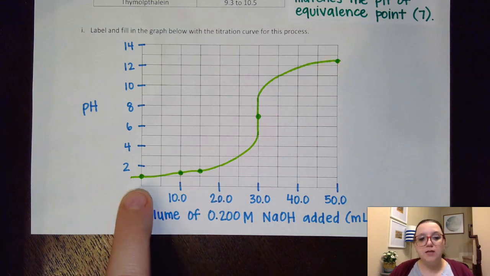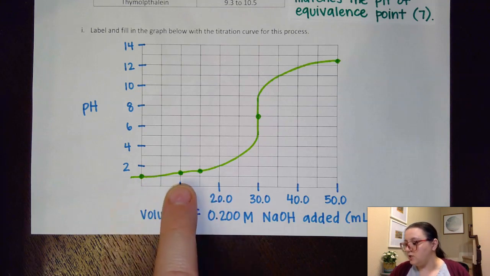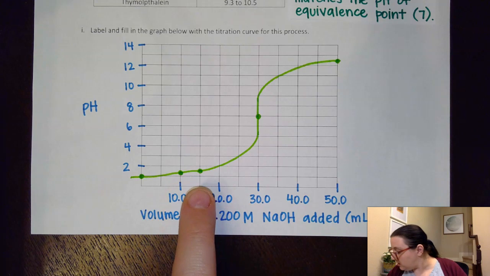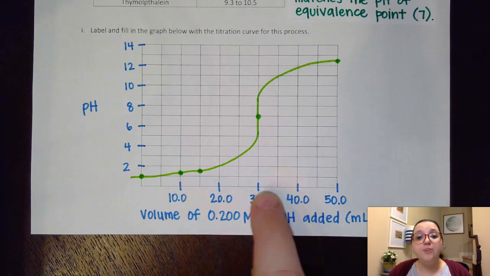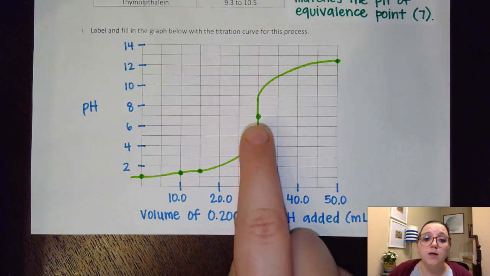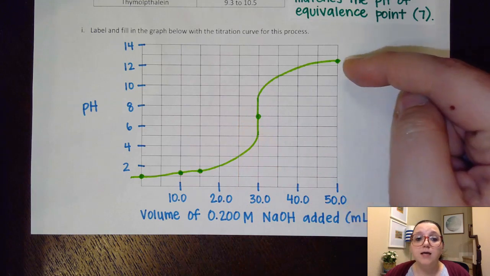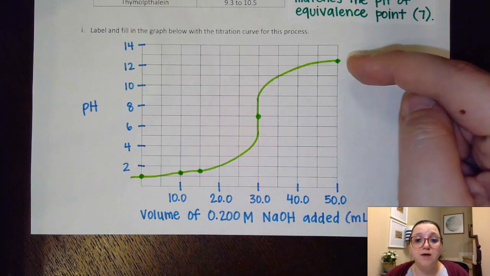So this was the first calculation where we said that the original molarity was 1. This was the second calculation. After adding 10 milliliters, we ended up at 1.243. Here at 15 milliliters, we had a pH of 1.398. Then at 30 milliliters, our equivalence point, we jumped up to 7. And then at our final calculation of 50 milliliters added, that gave us that pH of 12.561.